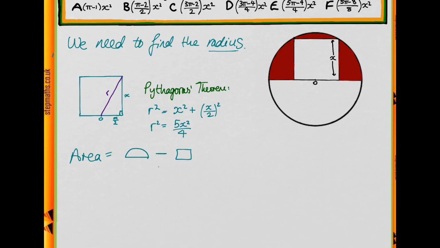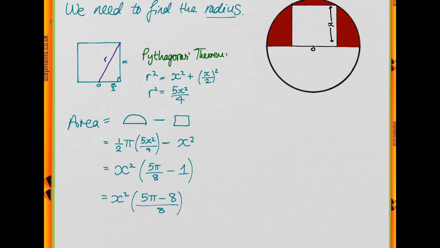Now, recall that the area of a semicircle is half the area of a circle, and the area of a circle is pi r squared, and we have our r squared. So, plugging that in, we do half, because it's a semicircle, times pi r squared, which is 5x squared over 4. Subtract x squared, because x squared is the area of our square. We can simplify this by removing an x squared, which is common to both terms, to get 5 pi over 8, because we have a 4 and a 2 on the bottom, minus 1, times x squared. This simplifies again to x squared times (5 pi minus 8), all over 8. And so we get that the answer is F.